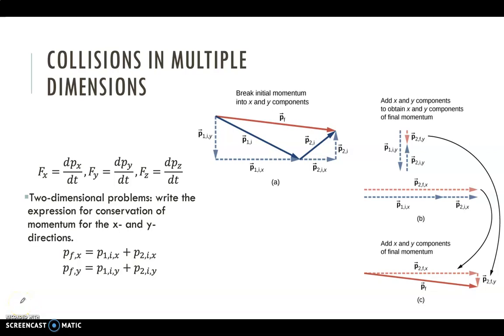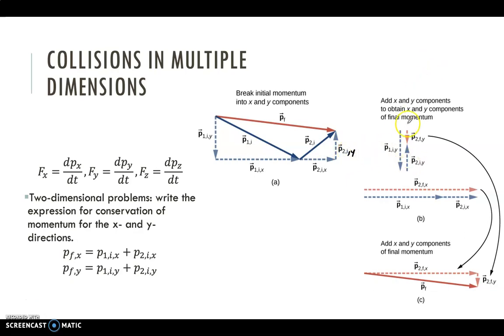All right, let's continue with the collisions in multiple dimensions. So we were talking about how we need to write the expressions in both the x and y directions. So what we'll do is break our initial momentum into x and y components like so. We have our P1 initial, and we can break it down into our y component and our x component, and same thing with P2. Break it down into our x and our y component. This should have a y here.